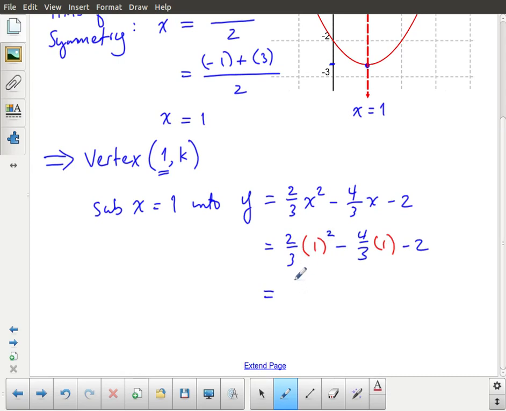So 2/3 times 1 is 2/3. 4/3 times 1 is minus 4/3. And negative 2, I might want to write with the common denominator, since everything else has a denominator of 3. So instead of minus 2, I might want to write that as negative 6/3 so that I can more easily go to my final answer, which in this case is going to be positive 2 minus 4, which is negative 2, minus 6, so that's going to be negative 8, and that's all over that common denominator of 3.